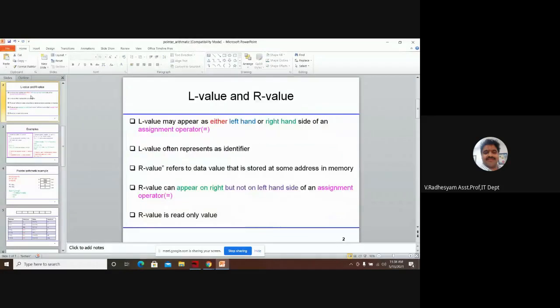Remember, L value is an identifier which may be placed on either the left side or right side. R value is a constant which is always on the right side. R value you can call a read-only value also.